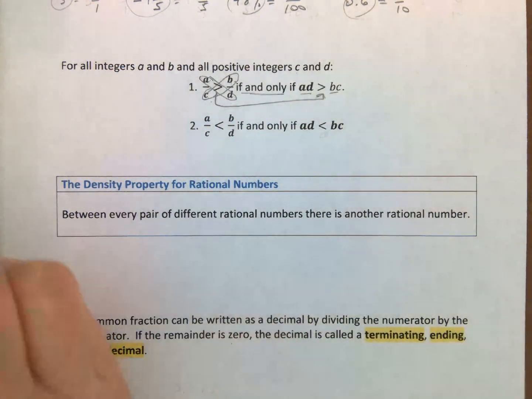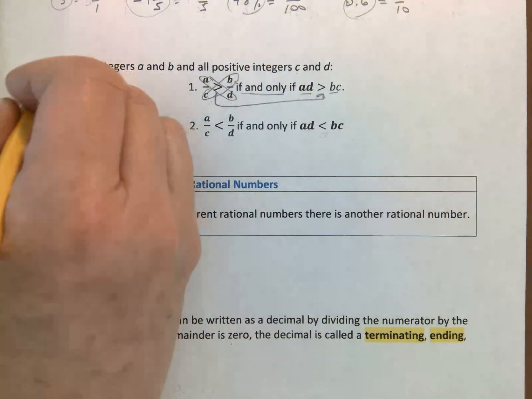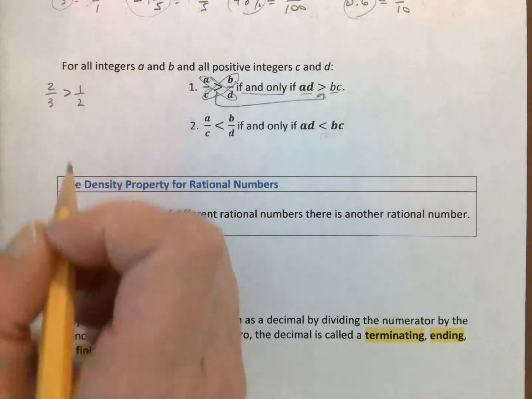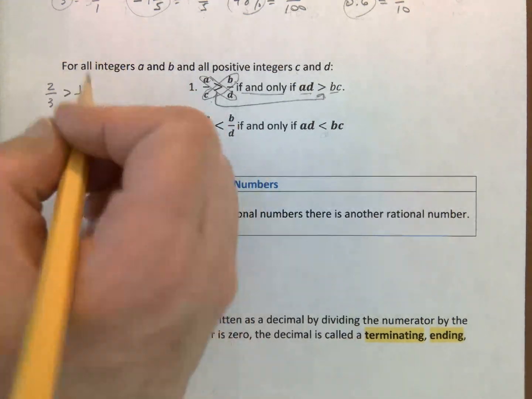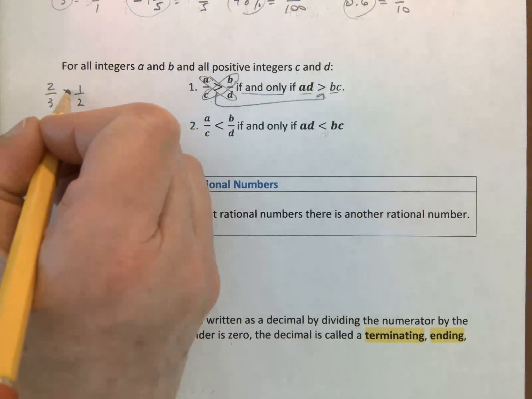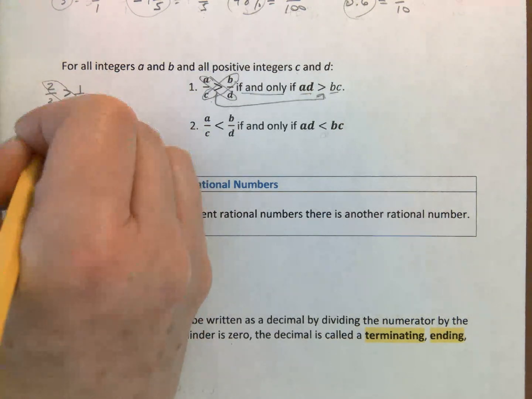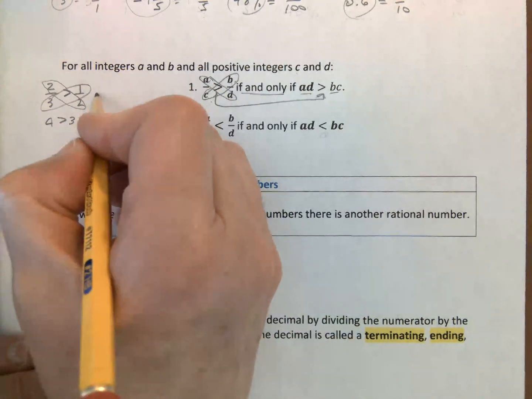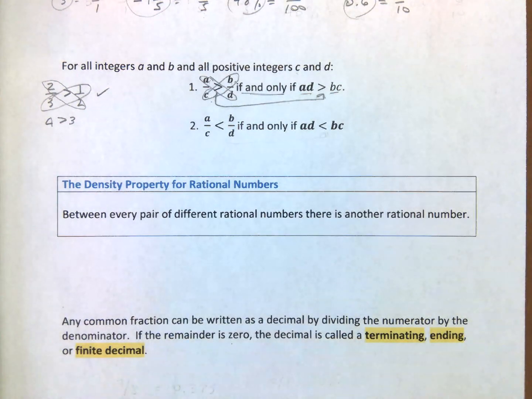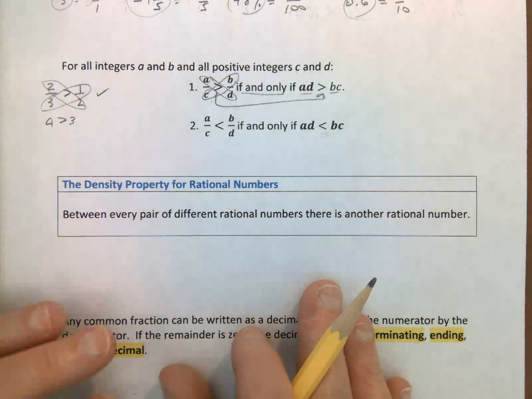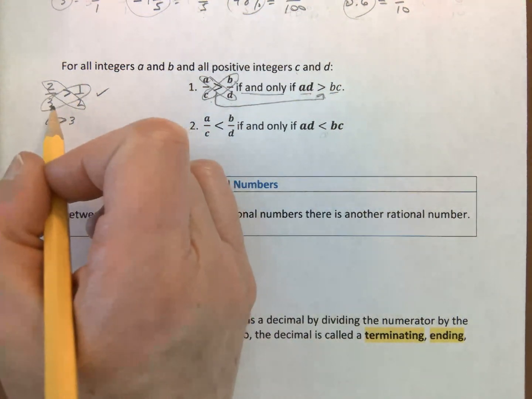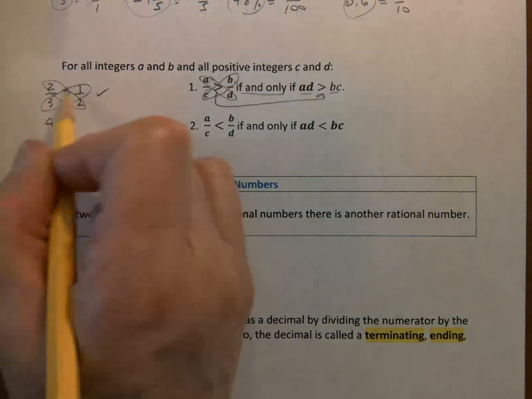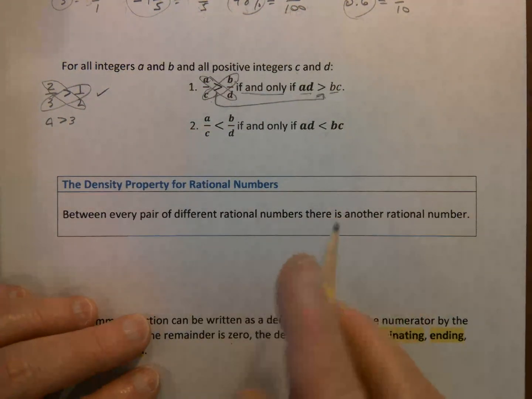So let's look at an example of that. Suppose I have 2/3, and I'm saying that that's greater than 1/2. And you say, well, I don't know if I agree with you, Mrs. Travis. So what we do is we can check it. We can say, well, 2 times 2 is 4, and 3 times 1 is 3, and 4 is greater than 3. So therefore, my fraction 2/3 must be greater than 1/2. Okay, so this is a good way to check if you have a bunch of fractions and you have to put them in the right order. You can determine whether they're less than or greater than.